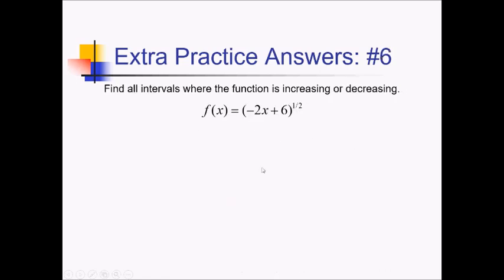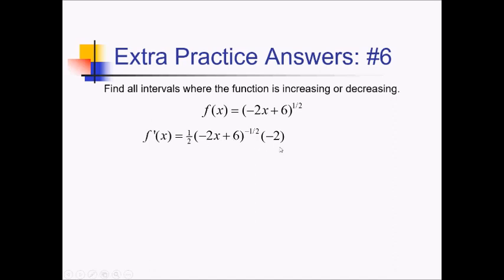On this one, I'm trying to figure out where this function is increasing or decreasing. Let me start with a derivative and critical values and all the rest of that. So derivative, we've originally got something to the 1/2 power. So derivative of that using the chain rule, we're going to have 1/2 times something to the negative 1/2 times the derivative of the something, times negative 2 in this case.